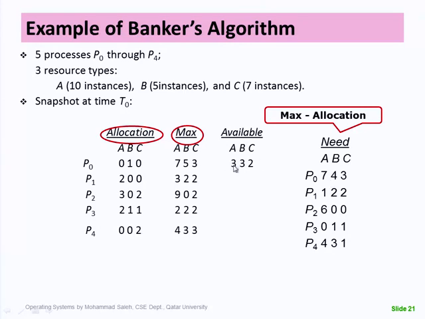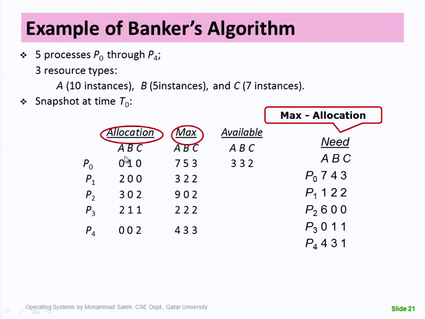Now, Available. Available is the leftover number of instances of each resource type. Initially, we have 10 of A, 5 of B, 7 of C. That's all of what the system has. But currently, we have certain allocations of them. Now, if you see A, how many allocated?